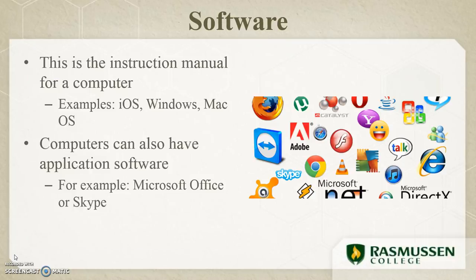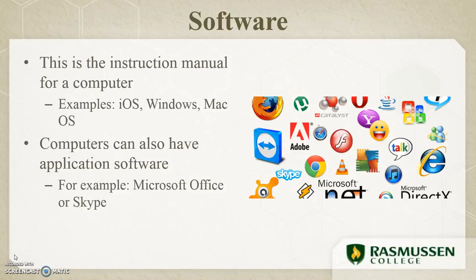From your hardware, we then move to what we call your software. So this is essentially the instruction manual that allows your computer to do its functions. It's also called the operating system. What that does is it helps your computer to run. So for example, we have Windows, iOS, Mac OS, and Unix. Those are all examples of your software.